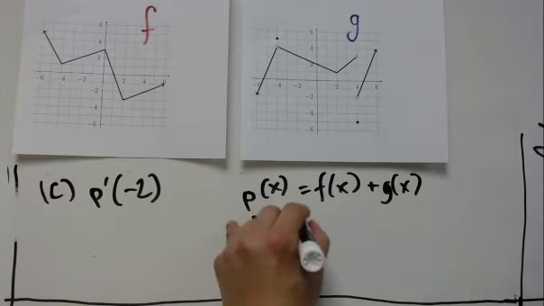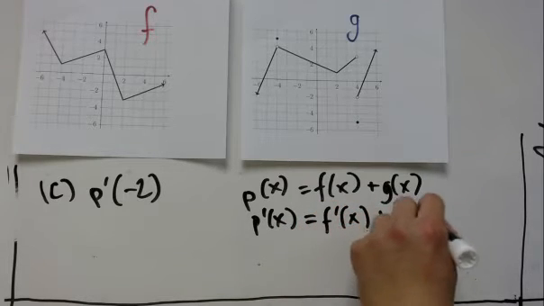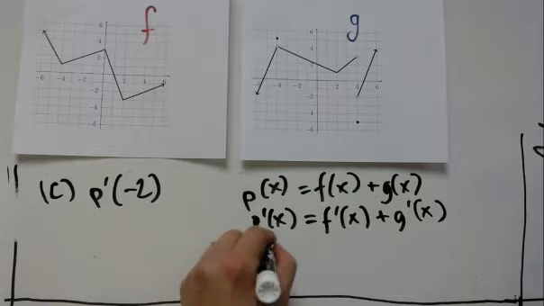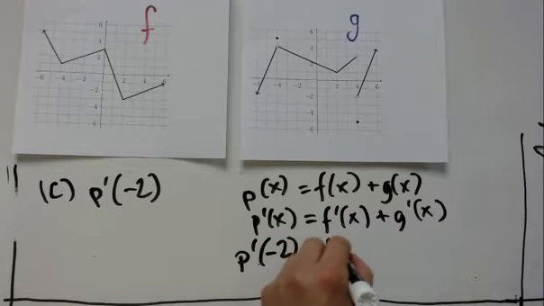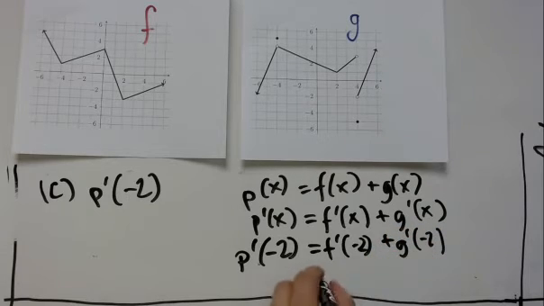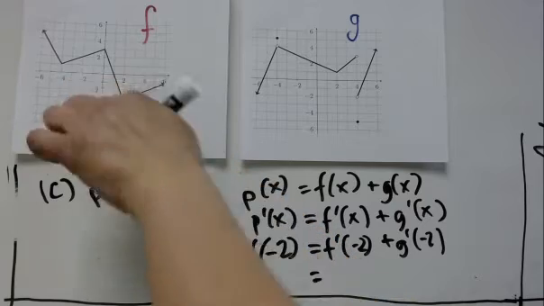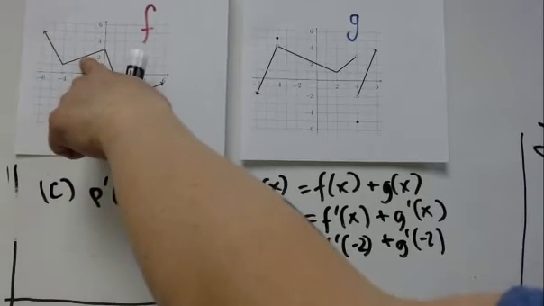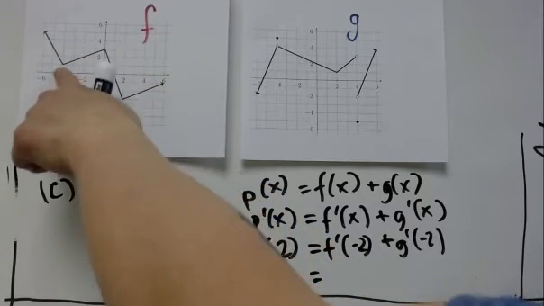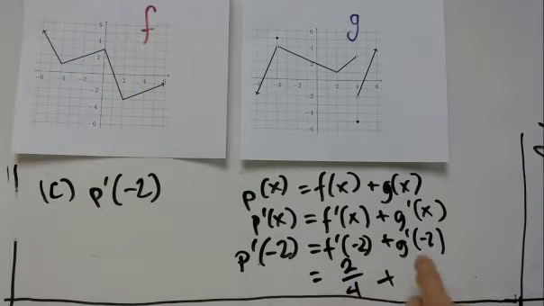Due to the sum rule, we can say p prime of x is f prime of x plus g prime of x. So then p prime of -2 is f prime of -2 plus g prime of -2. And so f prime of -2, we go over here, we get the slope. So when x is -2, we need the slope. And that's going to be, looking at the line segment, 2 up, 4 over, so 2/4, rise of 2, run of 4, plus g prime of -2.